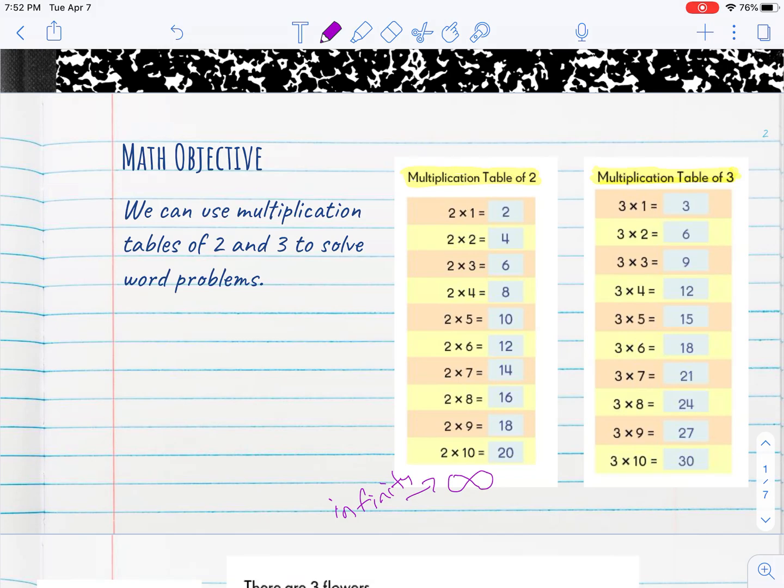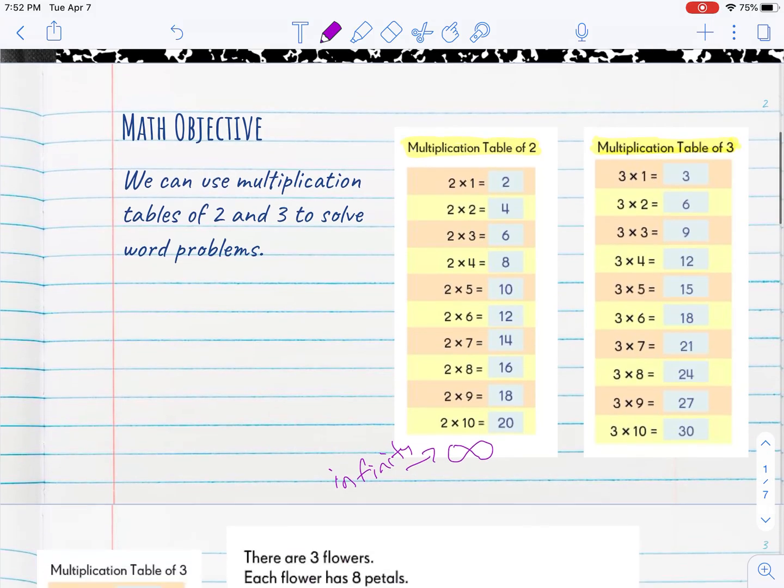So here we have the multiplication table of 3. 3 times 1 is 3. 3 times 2 is 6. 3 times 3 is 9. 3 times 4 is 12. 3 times 5 is 15. 3 times 6 is 18. 3 times 7 is 21. 3 times 8 is 24. 3 times 9 is 27. 3 times 10 is 30.